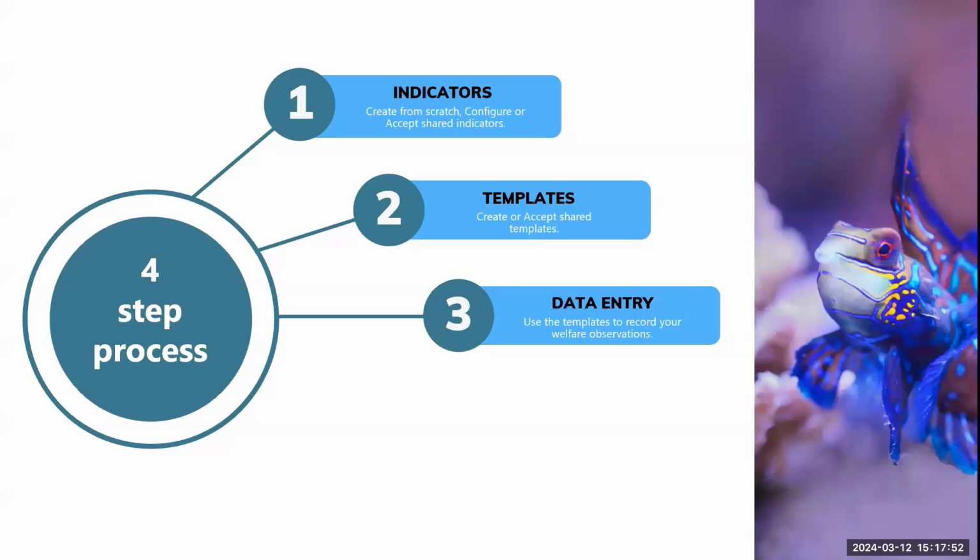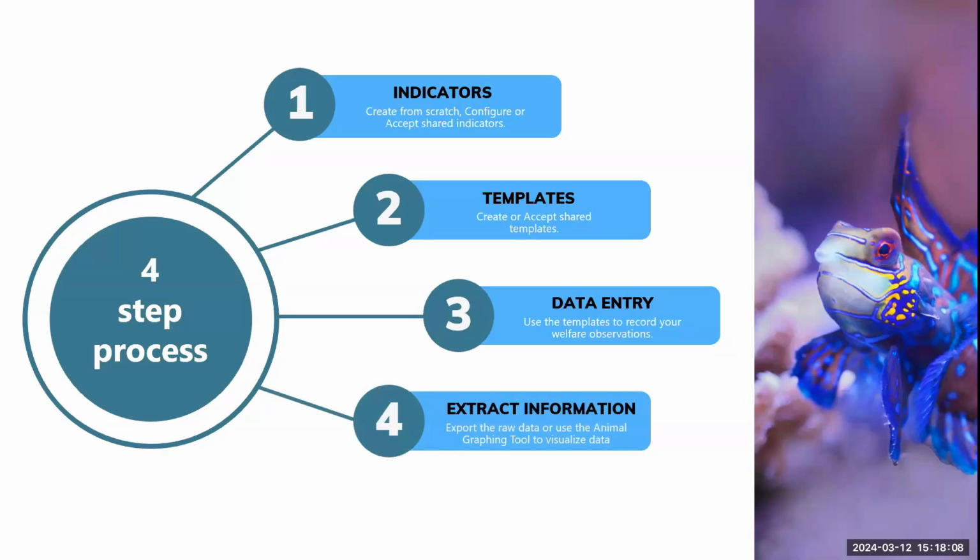So a keeper's finished their day and have recorded a whole range of welfare-related observations, and now they can open the template that was made specifically for their animals and record all that information in one place. Further down the line, you might want to extract this information and create graphs similar to what I showed at the start of this webinar, and see if there are any patterns between the welfare indicators you're recording. And this is where you'll use the animal graphing tool to visualize some of this data. But as I mentioned before, today's focus is going to be step 1, indicators.